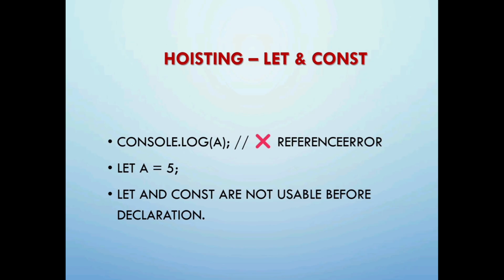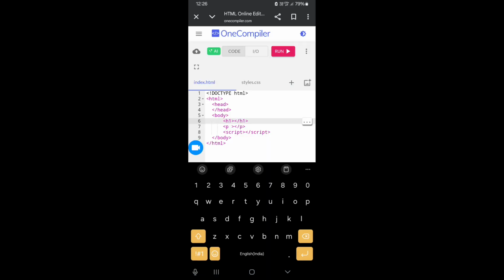Next, hoisting using let and const. Here I am declaring first a variable a. Next I am initializing the variable a, value is 5. We already discussed that let and const are not usable before declaration. Next we will see its execution part. Here I am taking a heading as example for hoisting.